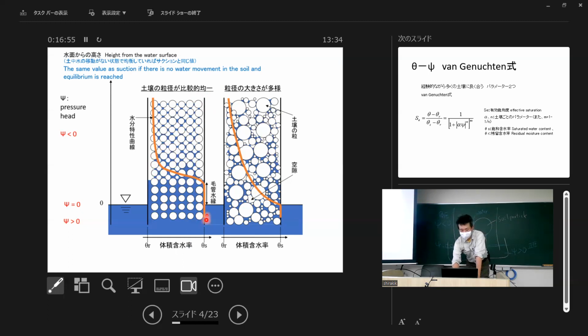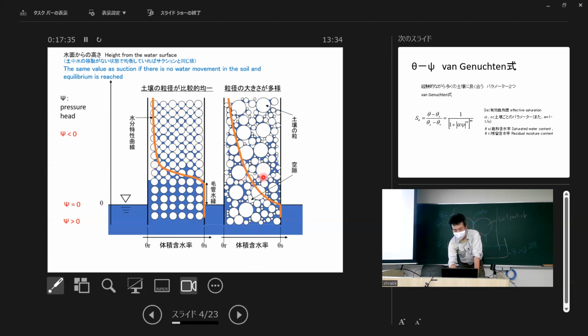This figure shows two different characteristics of the theta-psi curve. You can see that this orange curve suddenly decreases at some height. That means the soil particles are almost the same everywhere, so the space between the particles is uniform. When one particle says it cannot sustain this water, then the others cannot either, so the water decreases suddenly at a certain height.